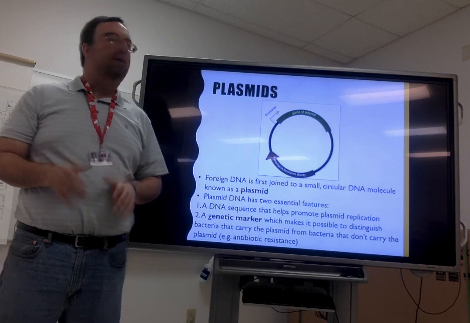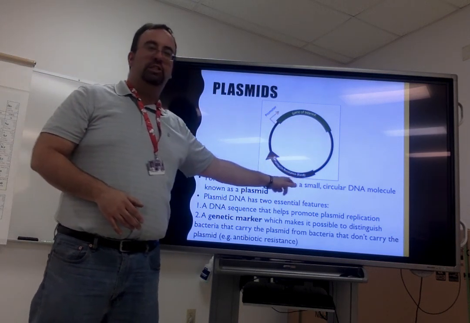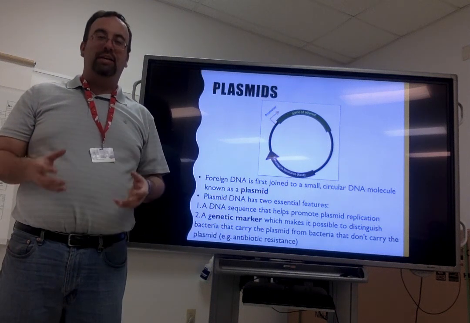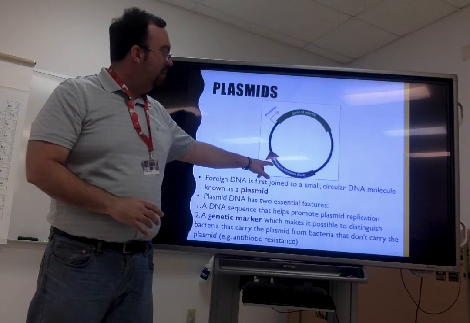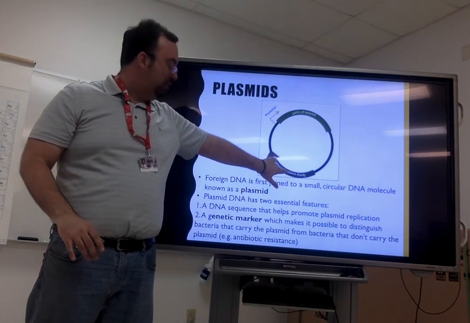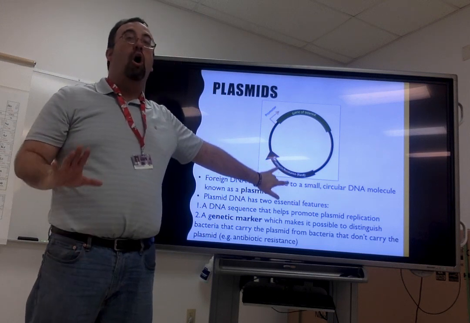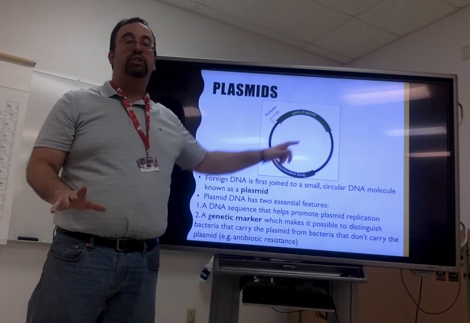So for example, if this was like an insulin gene, I have an antibiotic resistant gene, I grow up the bacteria, I treat the bacteria, in this case with kanamycin. The bacteria that have this particular genetic marker are not going to die because they have the resistant gene, which has my gene of interest.